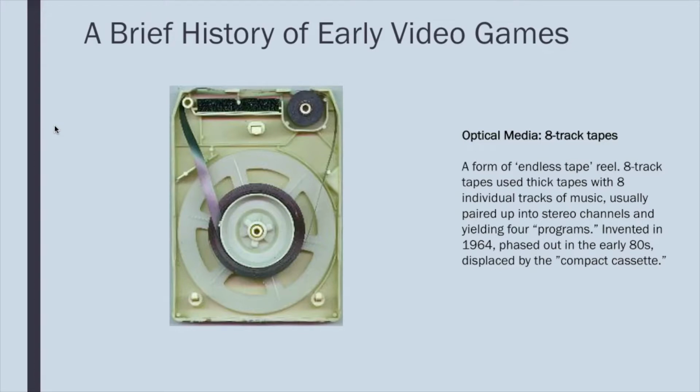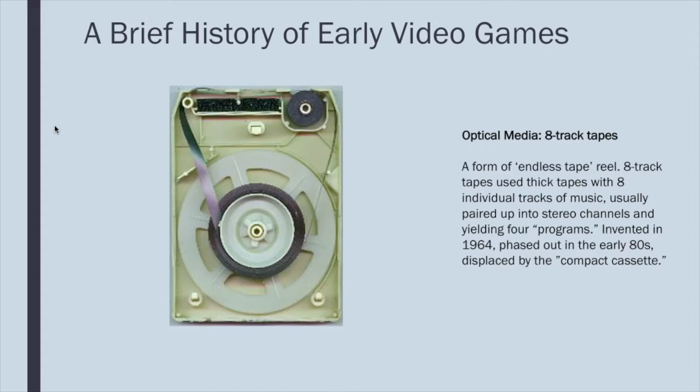This is the inside of an 8-track tape. As you can sort of see off to the left, there's a thick band of tape, and it's called 8-track tape because there were 8 specific tracks on there, although they were usually paired up. So in practice, you had 4 different stereo tracks.